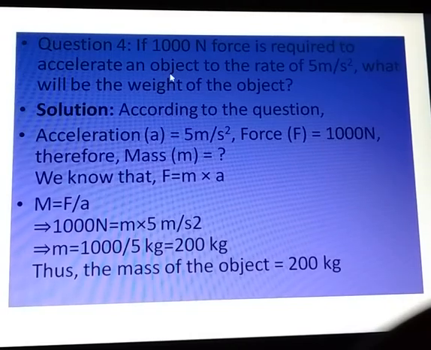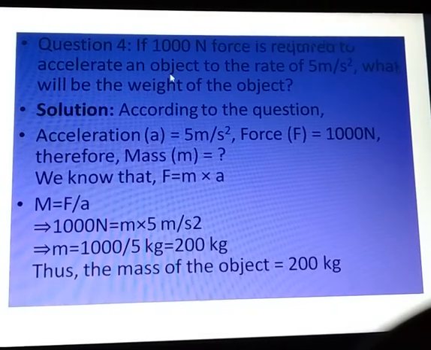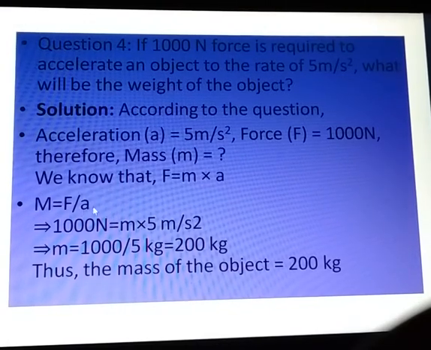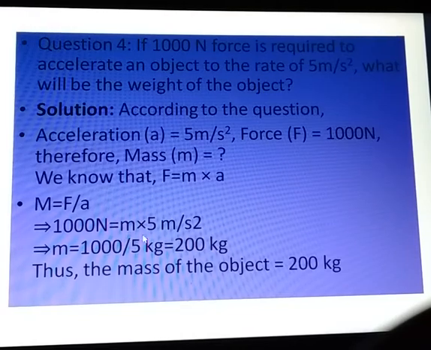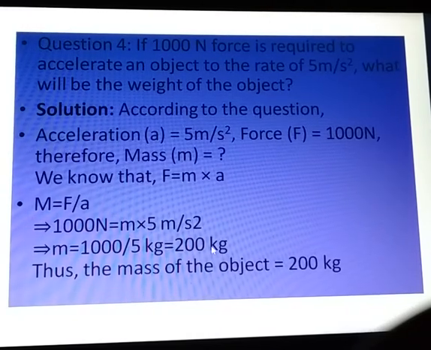First, we will write the formula. Formula of force is mass into acceleration. So mass is equal to force upon acceleration. Value of force is 1000 Newton and acceleration is 5 meter per second square. So mass is equal to force upon acceleration, 1000 upon 5, that is equal to 200 kg. Answer is 200 kg. So mass is 200 kg.